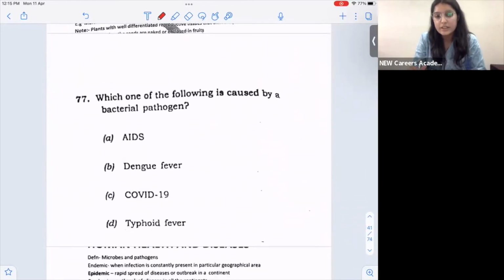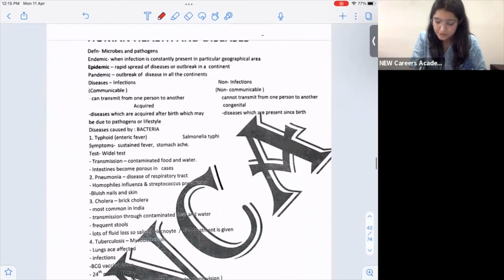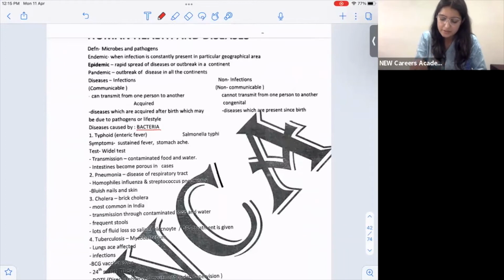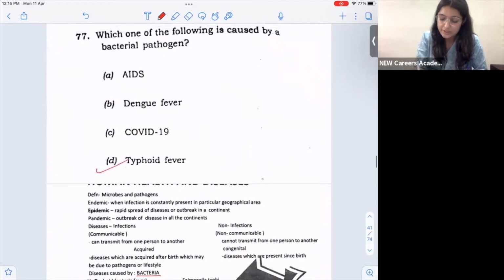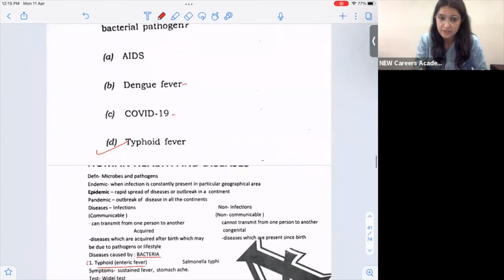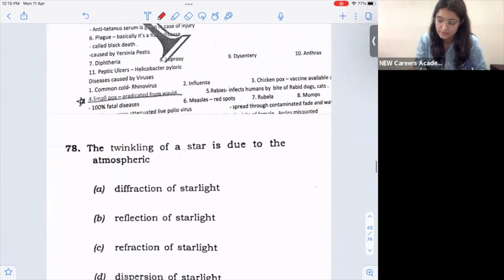77, which one of the following is caused by a bacterial pathogen? Okay, so here is a list of diseases which are caused by bacteria. The first disease is typhoid. Okay, direct question. Bacterial disease is typhoid. COVID is viral. Dengue fever is viral, though spread by mosquitoes. Mosquitoes are the vector here, but they carry the virus. So dengue is a viral disease. AIDS, again, a viral disease caused by HIV. D, typhoid fever is the answer.